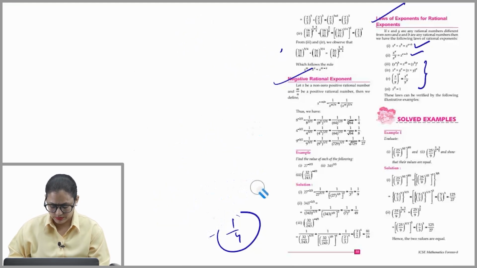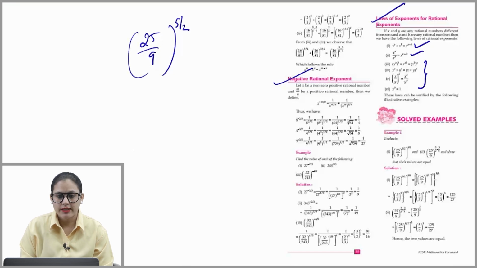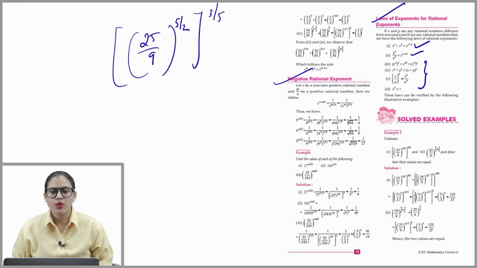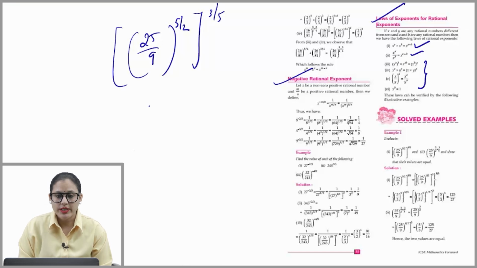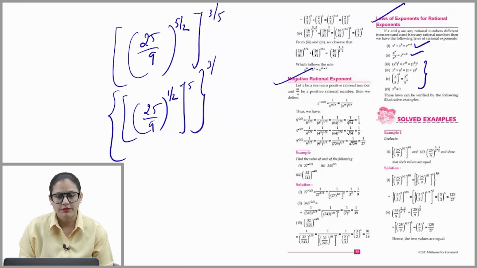Example 1: (25/9)^(5/2) raised to the power 3/5. Okay, so first what will we do? See, (25/9)^(1/2), 5 and 3 by 5.